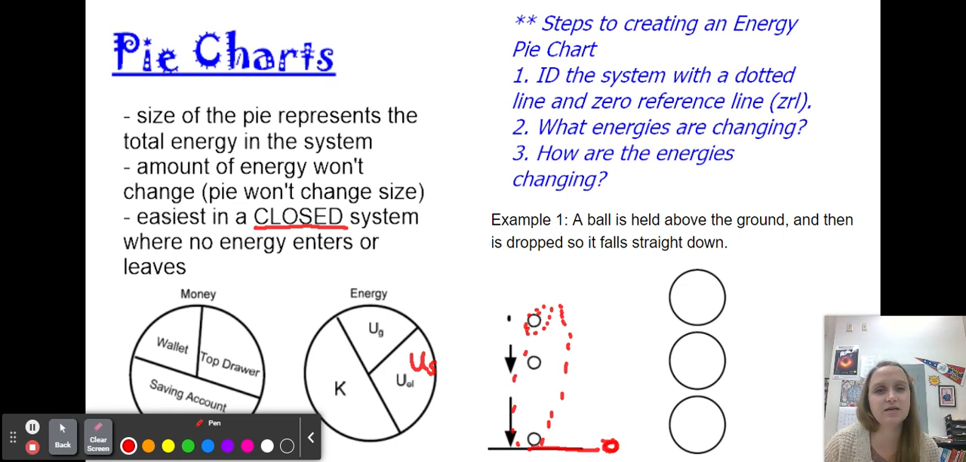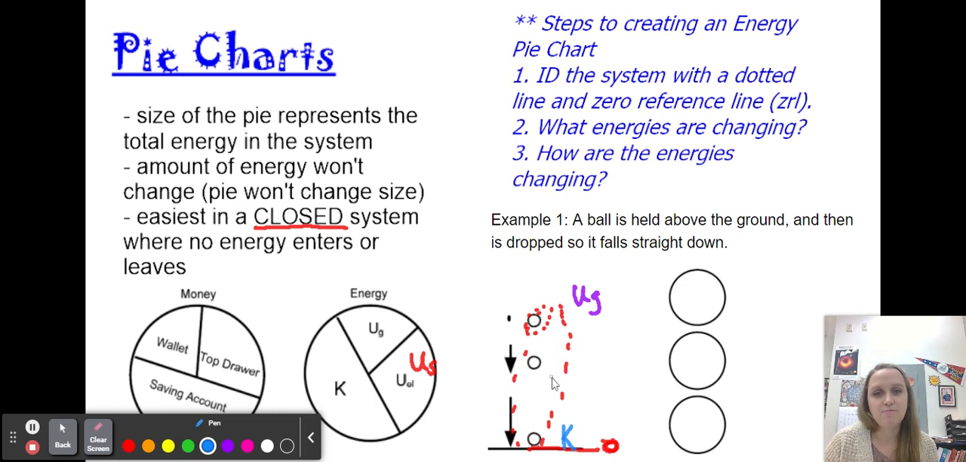So our example here says, a ball is held above the ground and it's dropped so it falls straight down. So what energies are changing? At the top, I'm going to think to myself, okay, I've got some gravitational energy up here at the top because it has height. But by the time I reach the bottom, all that gravitational energy is going to turn to kinetic energy. And when I say the bottom, I mean the moment right before it hits the ground, just like when we were talking about kinematics.